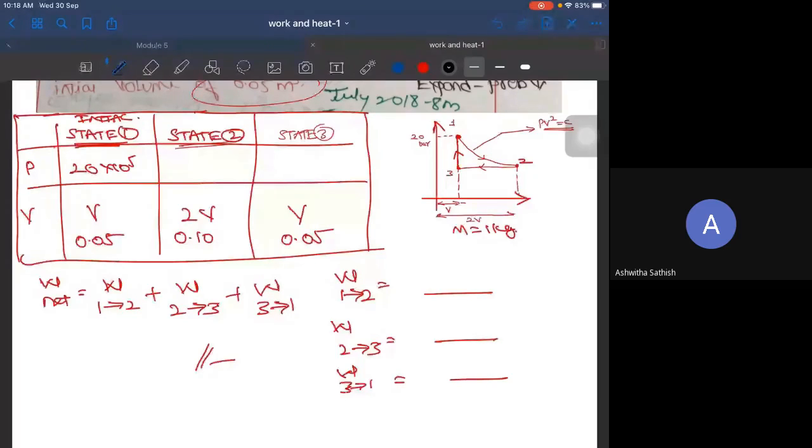Ramdas? Ramdas. Shravan Pujari? Ashwita?